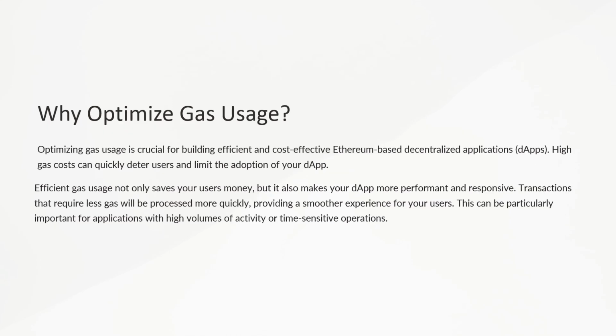Optimizing gas usage in Ethereum smart contracts is crucial for building efficient and cost-effective decentralized applications. High gas cost can deter users and limit DApp adoption. By optimizing gas usage, DApps not only become more cost-effective for users but also more performant and responsive, providing a smoother experience. Let us now look into some techniques to optimize our gas usage and write smart contracts efficiently.